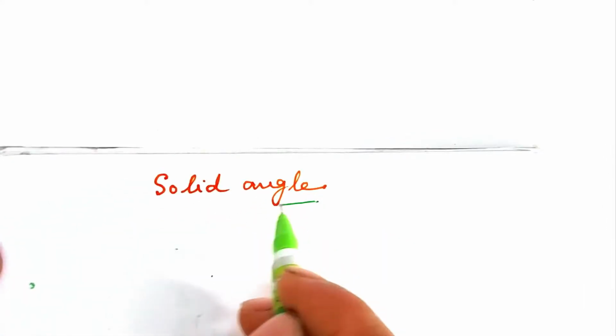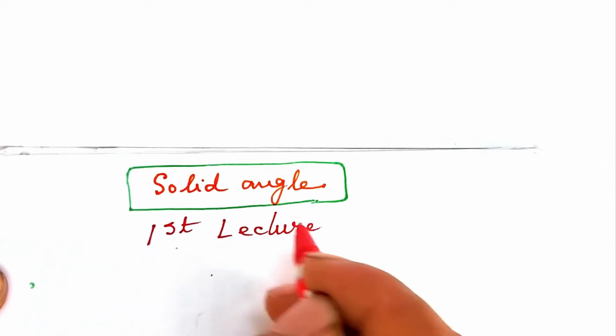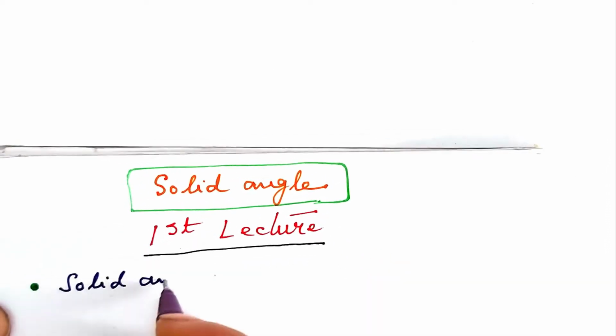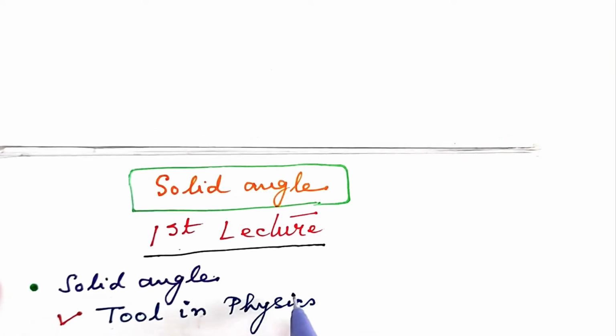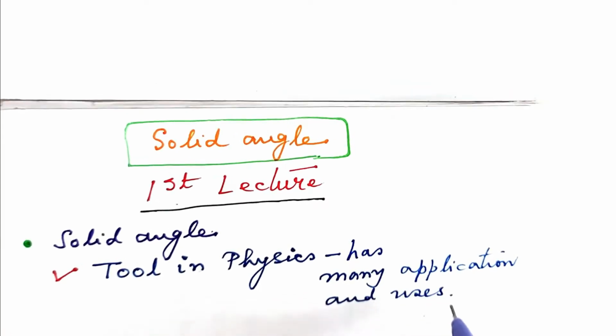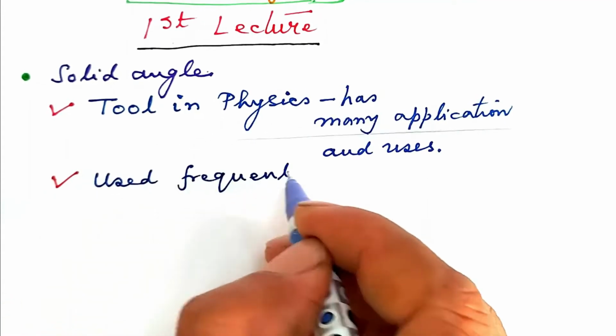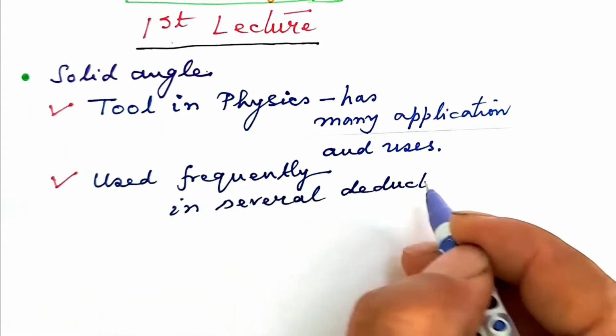This is a lecture series on the topic entitled Solid Angle. This is the first lecture of the series. Solid angle is a tool in physics. It has many important applications as well as uses. The concept of solid angle is used frequently in several deductions.